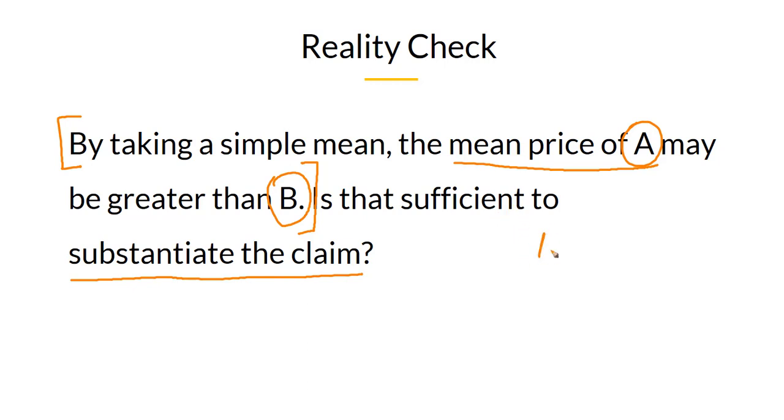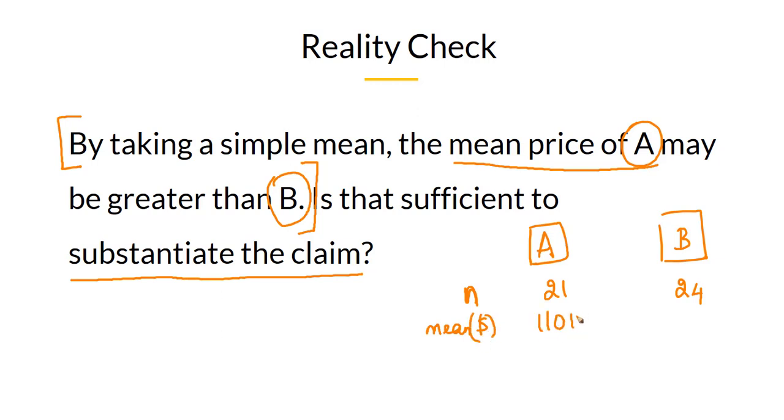For instance, let's take this case. Say we have data for locality A and locality B. Let's suppose we took a sample of size N, say 21 houses for locality A, and for locality B it could be 24 houses. The mean price, let's say, is $110,000 for the 21 houses, whereas it is $108,000 for the 24 houses in locality B. Now, based on this data, we are claiming that the mean price of locality A is greater than locality B.